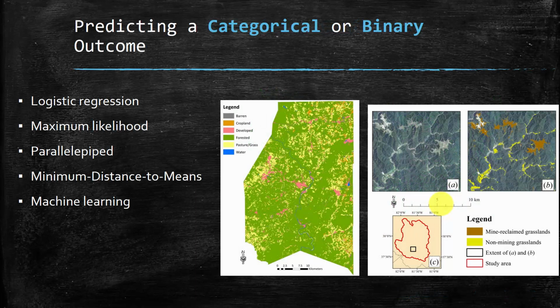As some of our prior examples showed, you can also predict not something continuous, but something categorical. So things like types of soils, types of vegetation, types of ecosystems, types of land cover or land use. There are lots of methods for doing those types of predictions, such as logistic regression, maximum likelihood, parallelepiped, minimum distance to means. So some of the common parametric methods that are used in remote sensing image classification. But again, here we're going to mainly focus on machine learning classification methods.